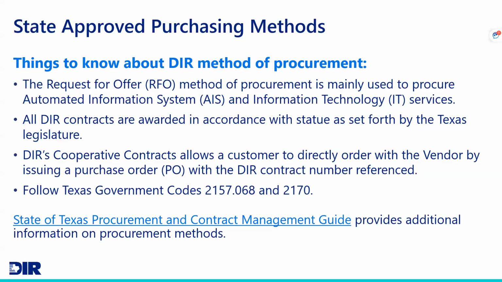And then we do follow Texas Government Code 2157.068 for information technology products and services, and also Code 2170 for telecom services. And you can also reference the State Procurement and Contract Management Guide for any additional information on procurement methods used by the state of Texas.